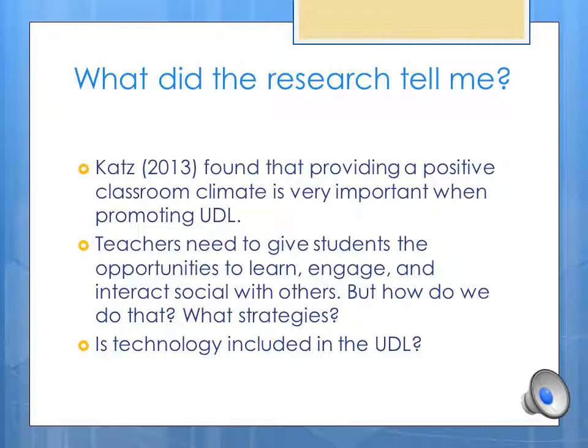In the article, The Three-Block Model of Universal Design for Learning, Katz investigated the three-block model of universal design for learning through a research study. He found that providing a positive classroom climate is very important when promoting UDL. This article discussed the benefits of UDL, but excluded how technology could be utilized within a classroom. Therefore, it had me questioning, does technology need to be implemented in a UDL classroom? It also explained that teachers need to give students opportunities to learn, engage, and interact socially with others, but didn't explain how we were to do that or give us strategies to use within the classroom.